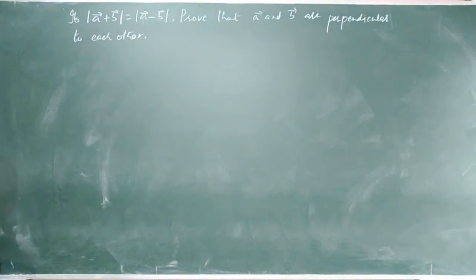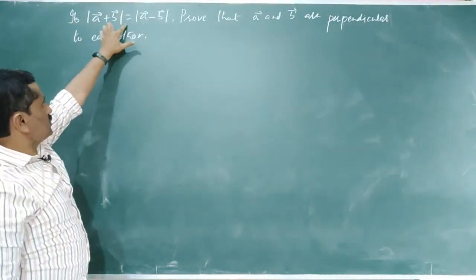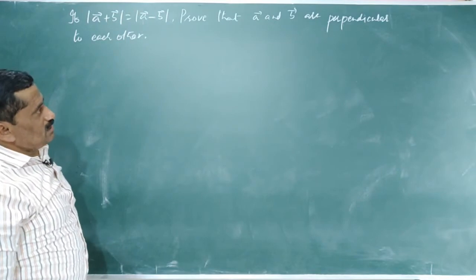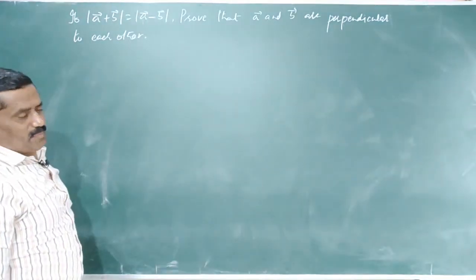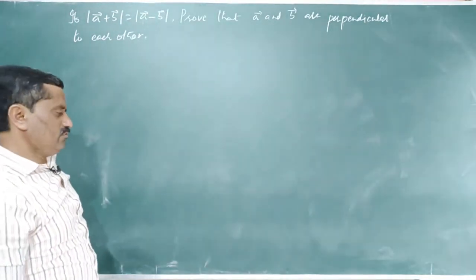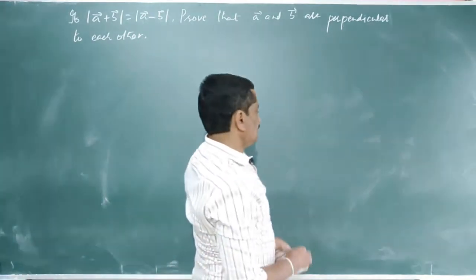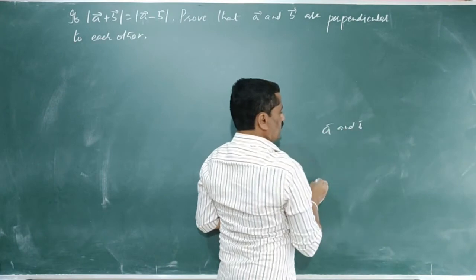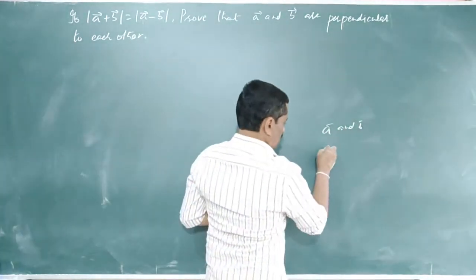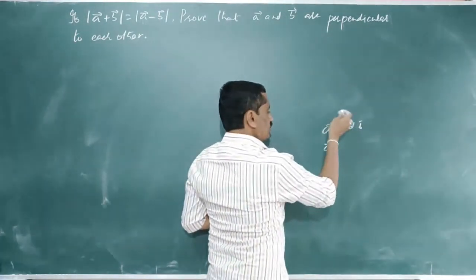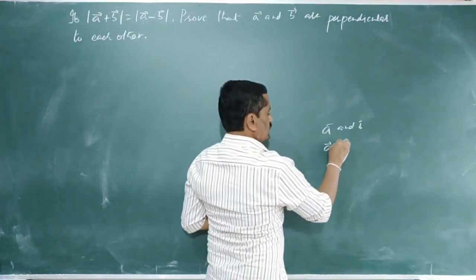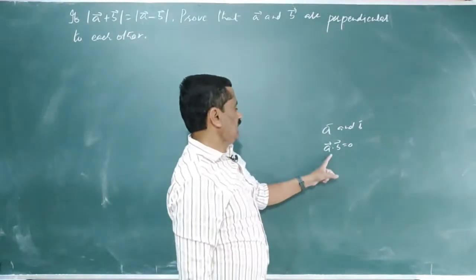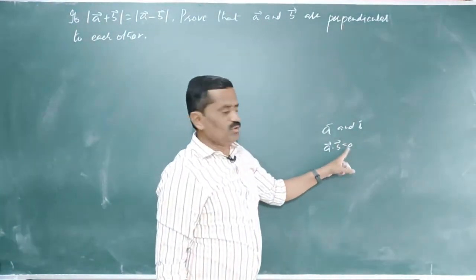Next, if magnitude of a bar plus b bar is equal to magnitude of a bar minus b bar, prove that a bar and b bar are perpendicular to each other. We know that two vectors a bar and b bar are said to be perpendicular if and only if the dot product of the two vectors is equal to 0. That is, a bar dot b bar is equal to 0. We have to show that a bar dot b bar is equal to 0.